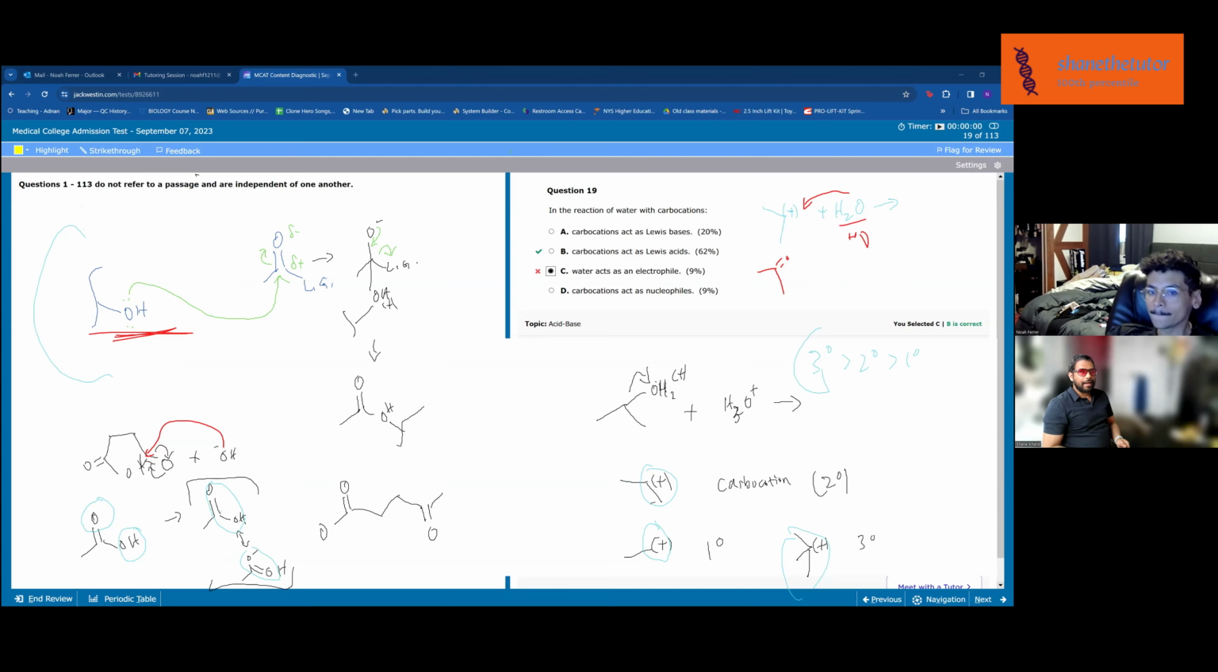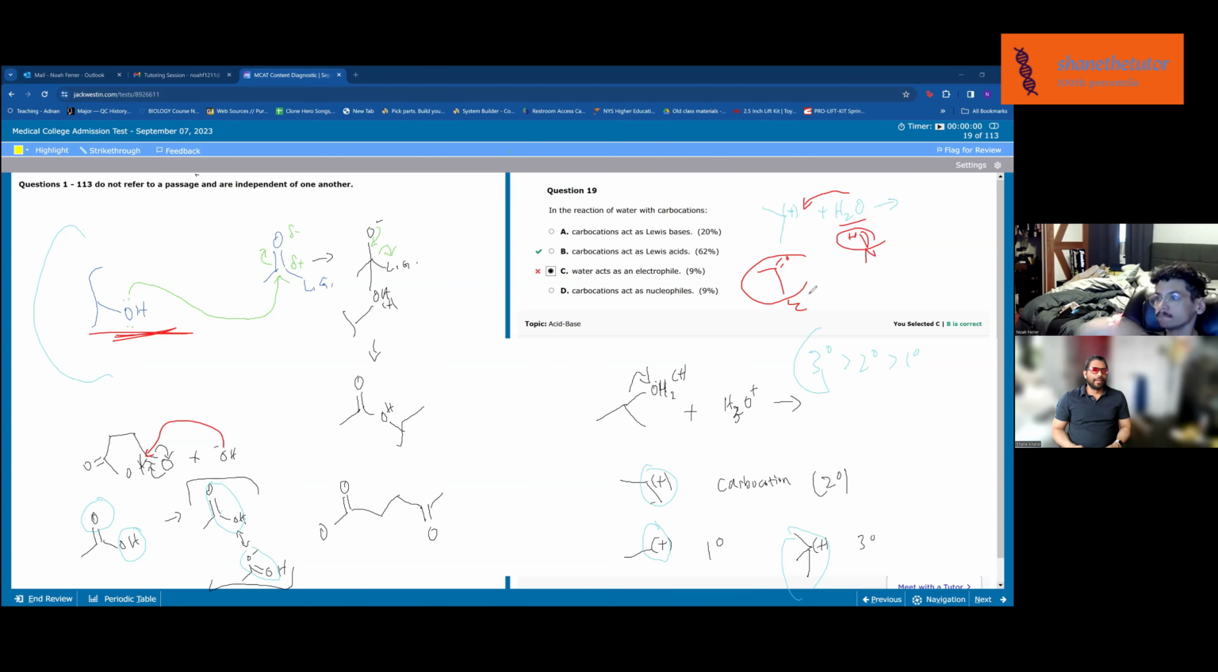So tell me which one is the Lewis acid and which one is the Lewis base? Base, acid. And which one is the nucleophile? Which one is the electrophile? Perfect, perfect.